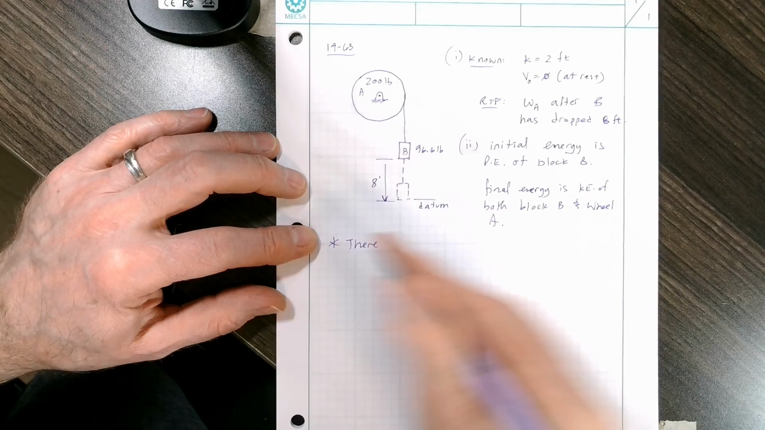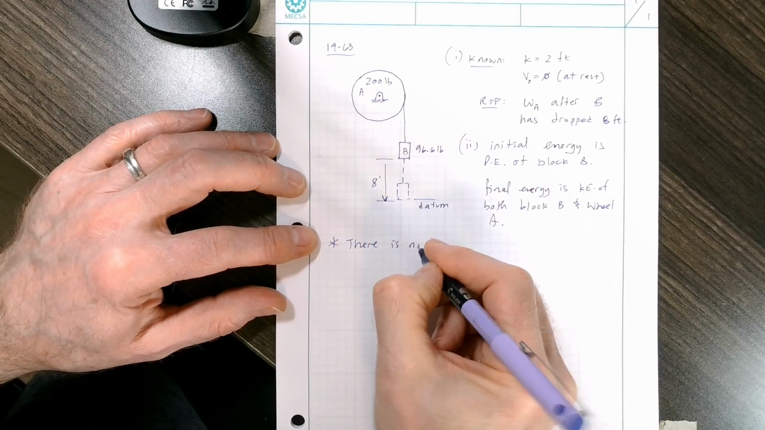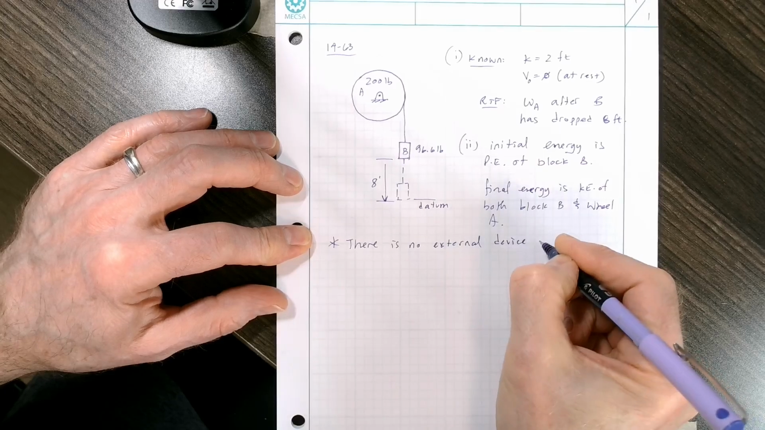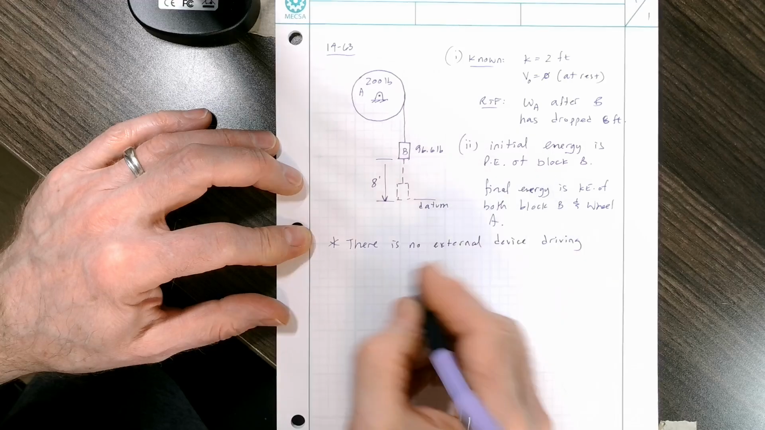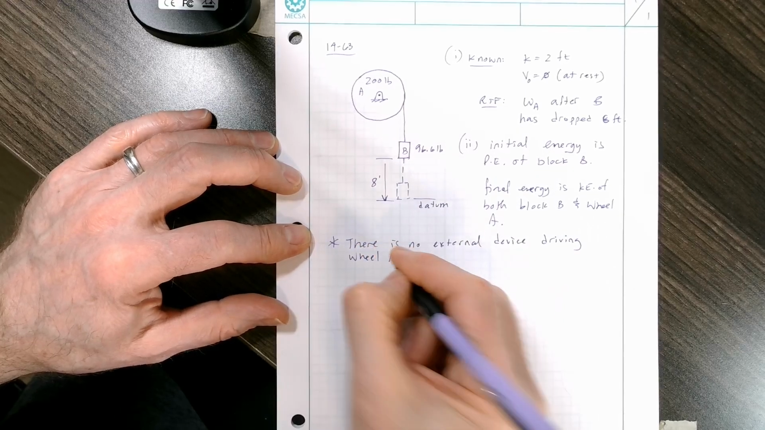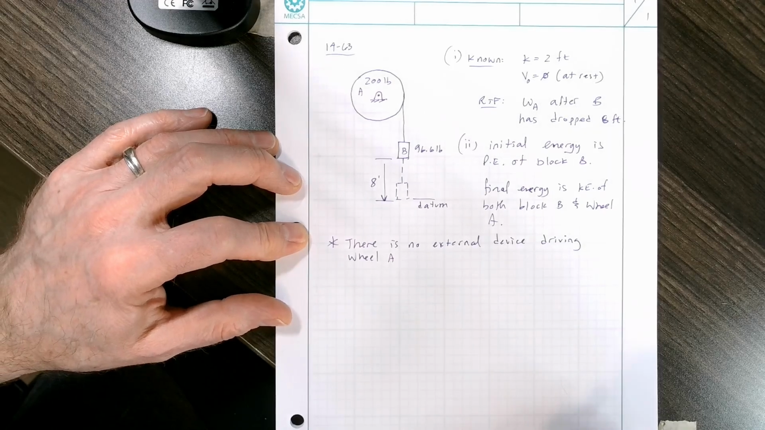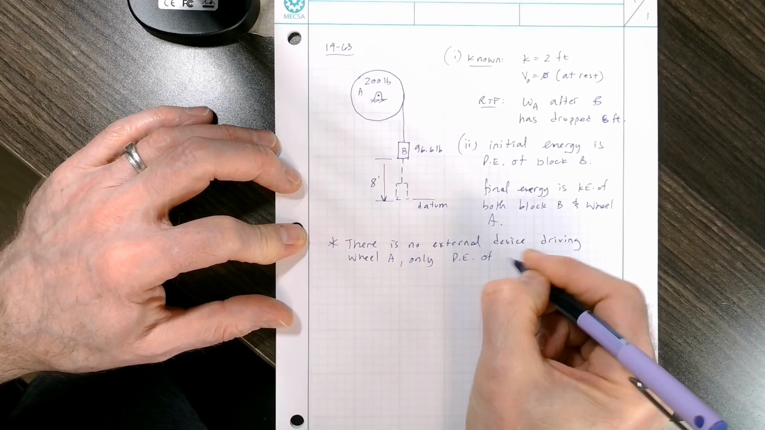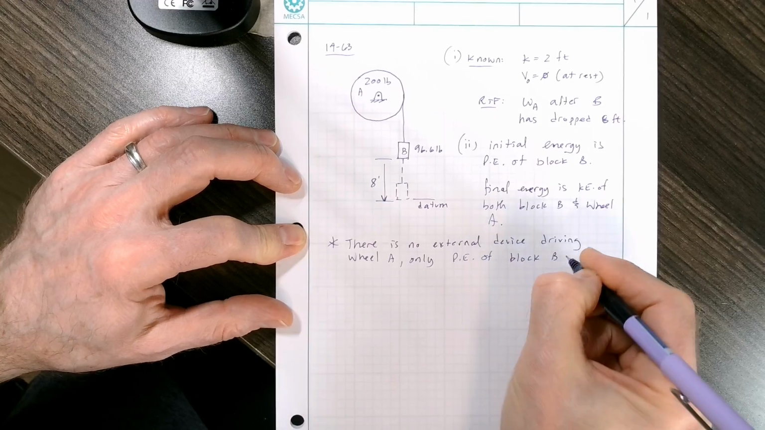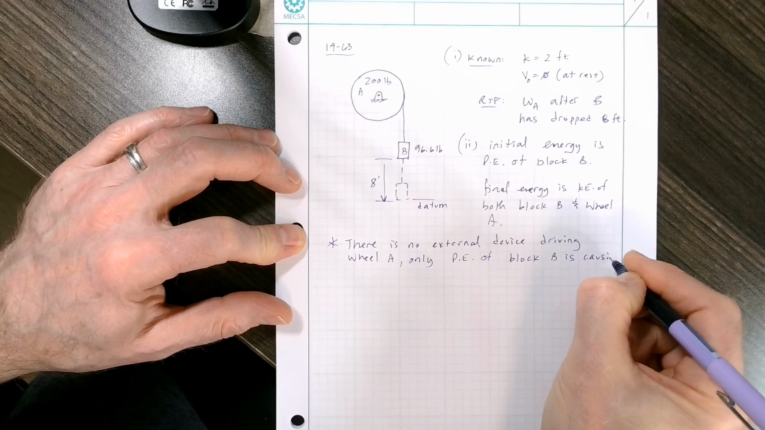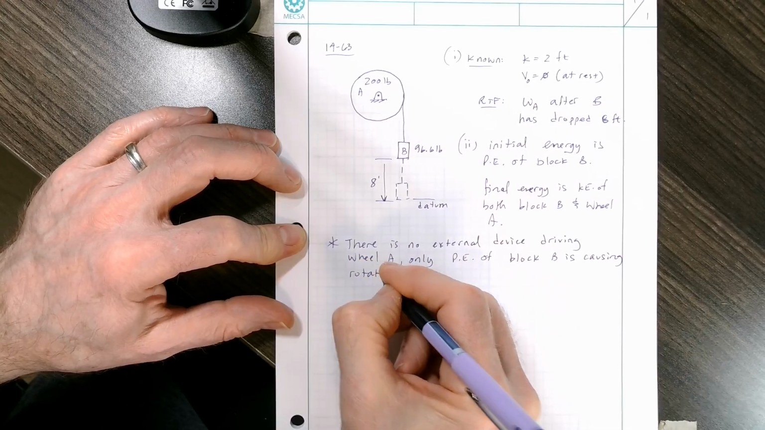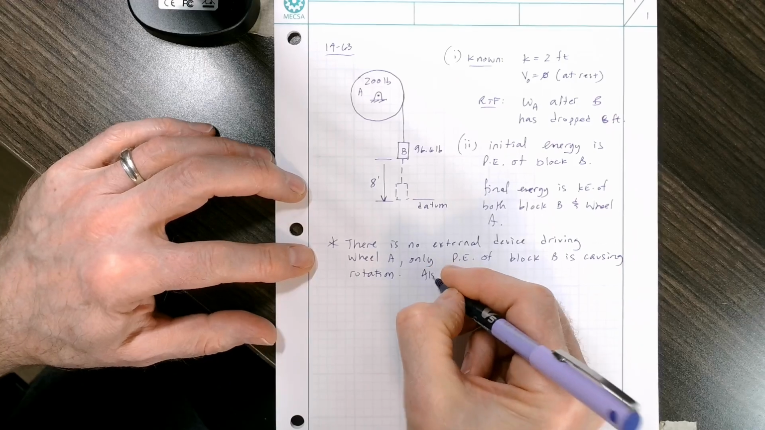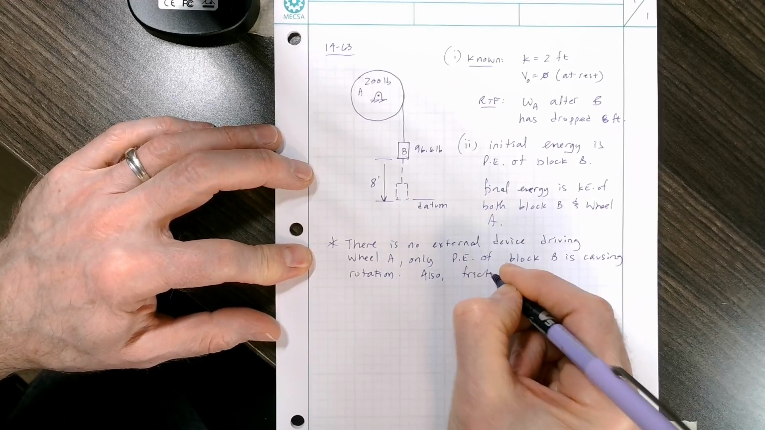So here's the realization, still under the known column. There is no external device driving wheel A. There's no electric motor driving it, no chain drive, belt drive, nothing. Only the PE of block B is causing rotation. There's also no friction. We're neglecting friction. Also, frictional effects are neglected.